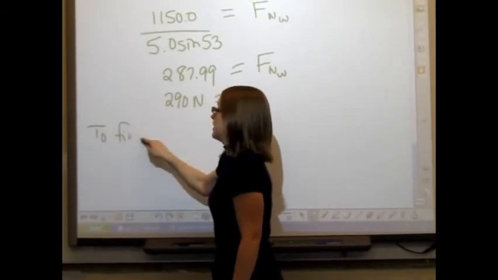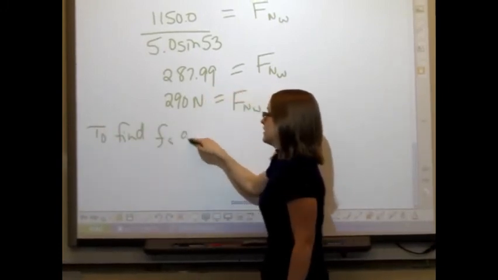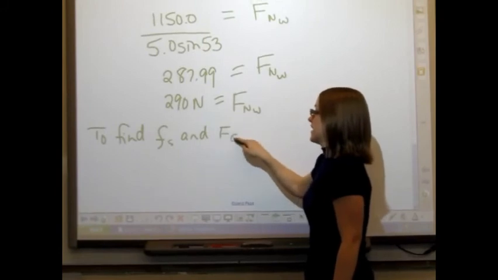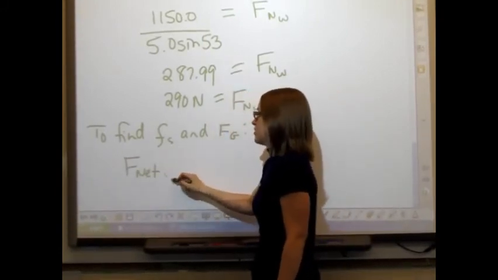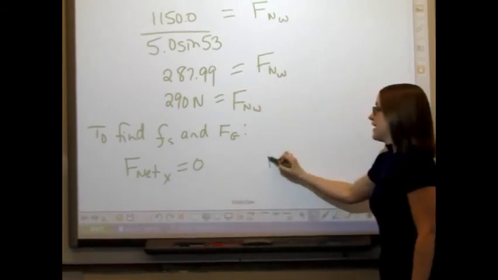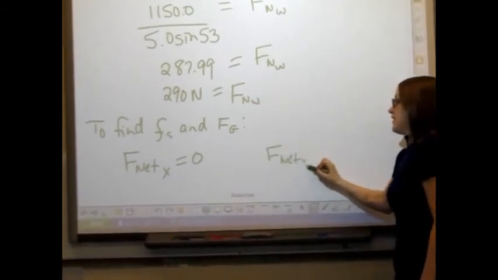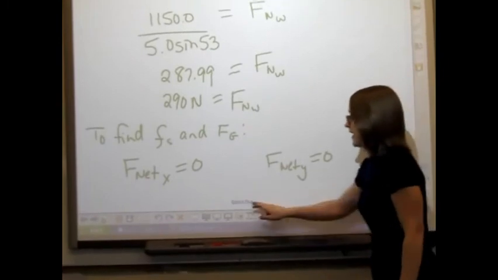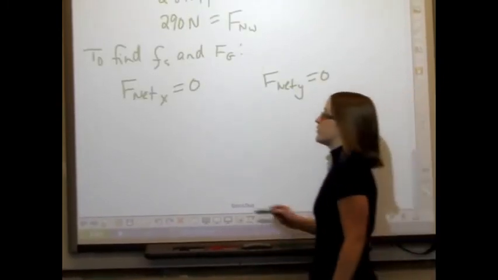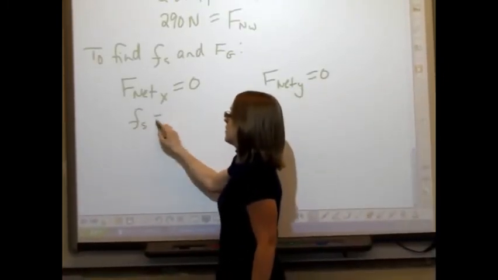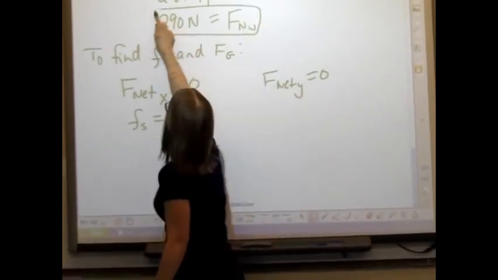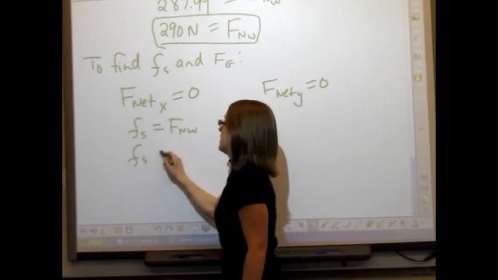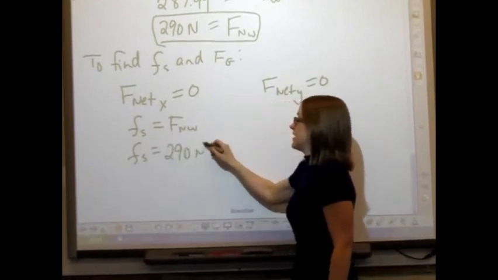To find friction and the normal force at the ground, you have to do 2 F net statements because there's 2 forces. You have F net in the x to get one, and F net in the y to get the other. In the x direction, there are only 2 forces, so friction will equal the normal force at the wall. That's what you just found. So friction, no calculation involved, 290.